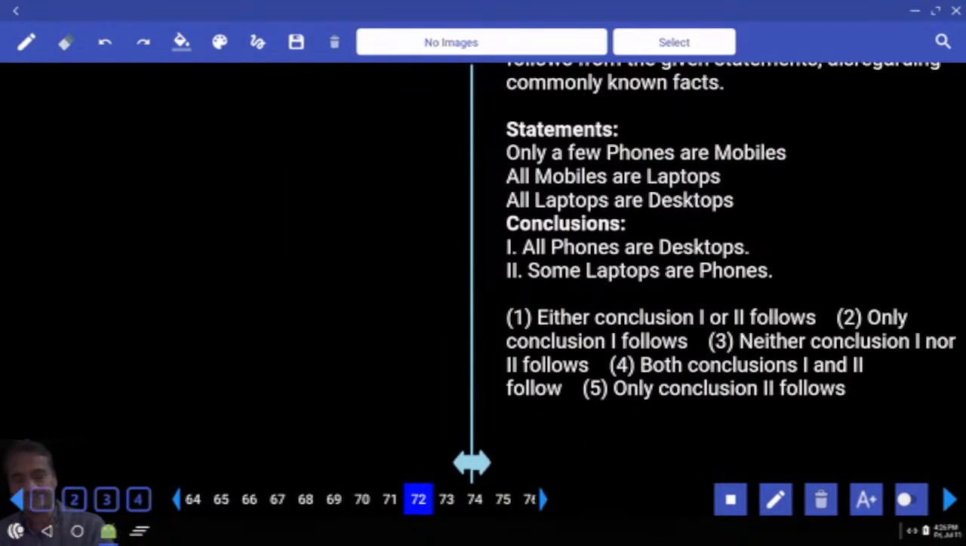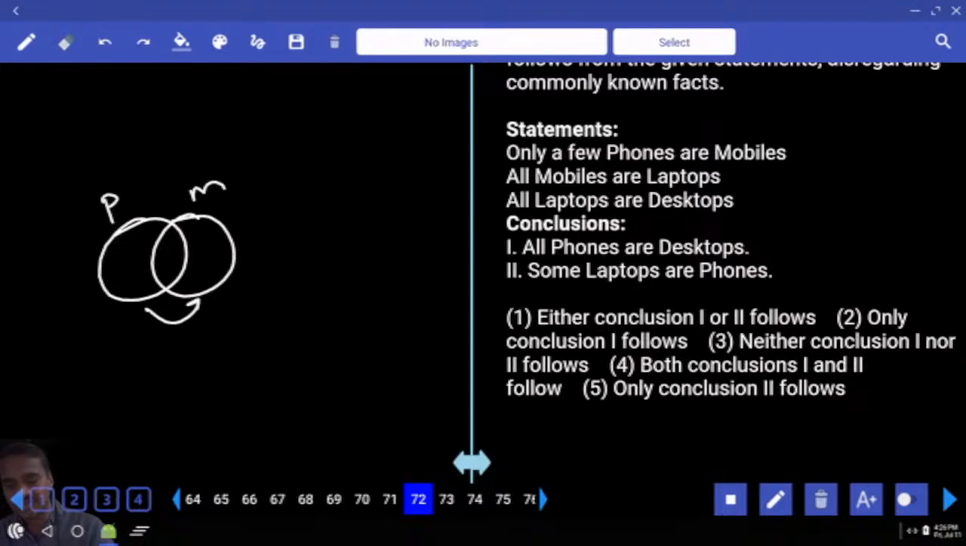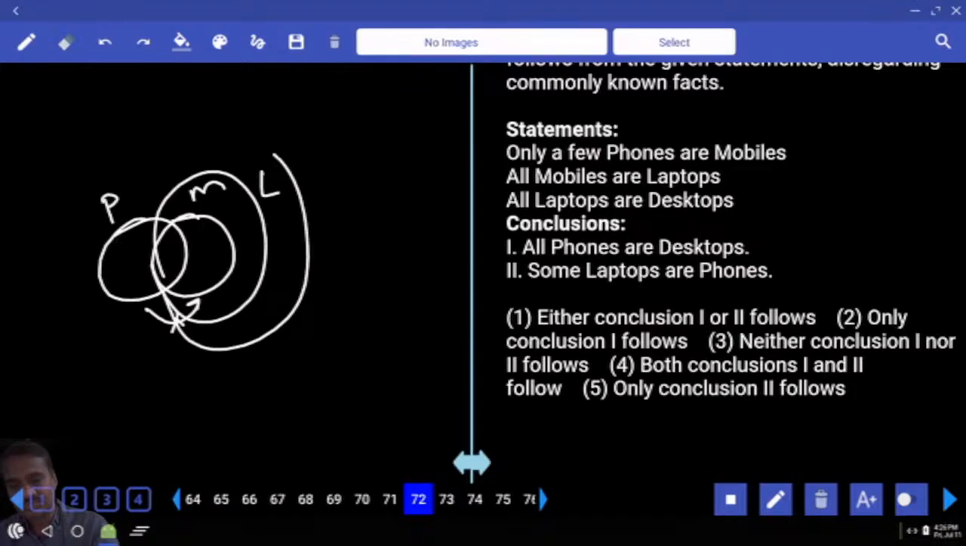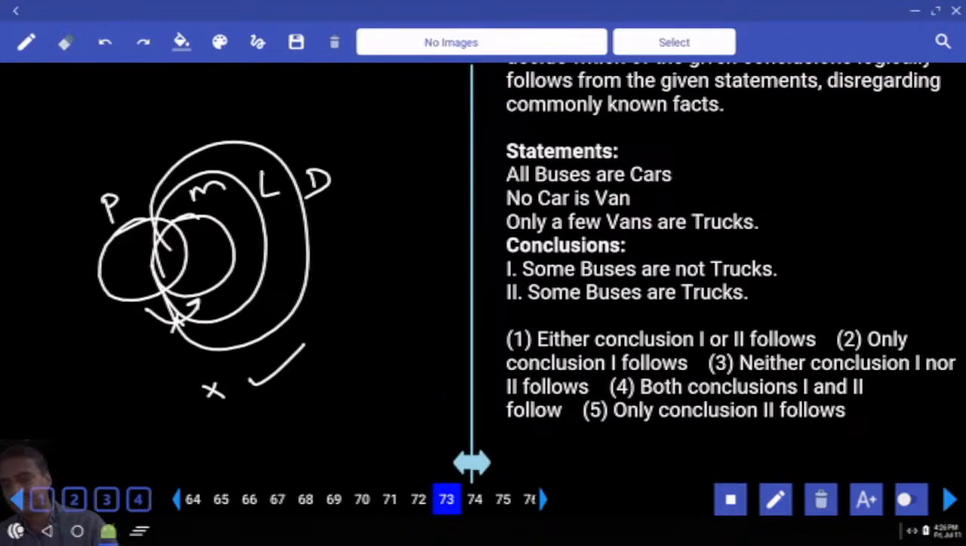Now in this 72, only a few phones are mobiles. Some of the phones are mobiles but not all. And all mobiles are what? Entire mobile is a part of laptop. And all laptops are what? All laptops are desktops. All phones are desktops, that is false. Some laptops are phones, that is definitely true. And only 2 follows. Choice 5 for 72.